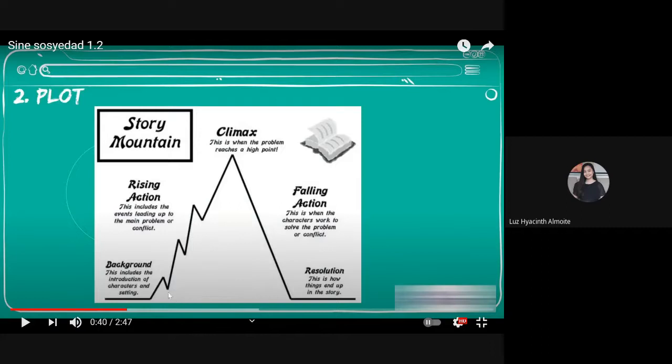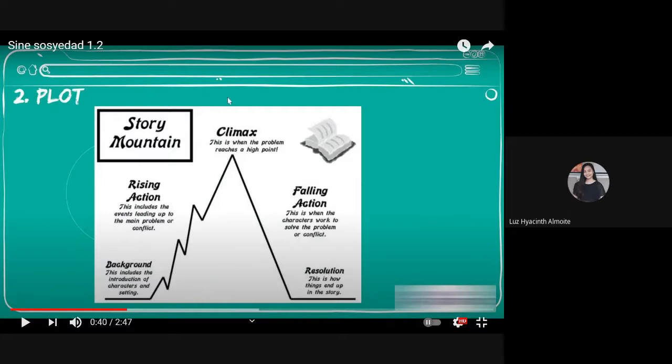And then it will go up to the rising action, which includes events leading up to the main problem or conflict. So the main character's tension increases and events leading up to facing the conflict begin to unfold. The story becomes somehow complicated in this part already.